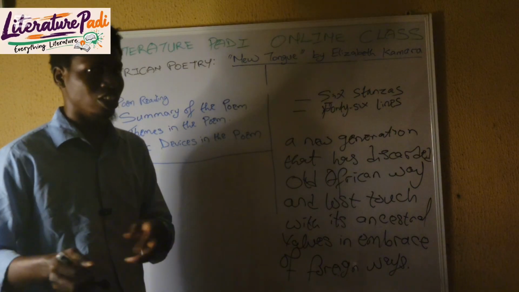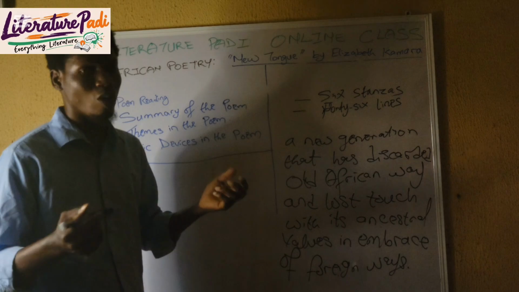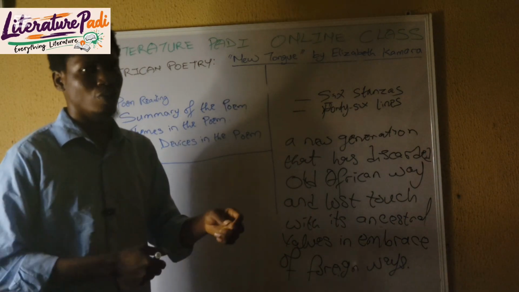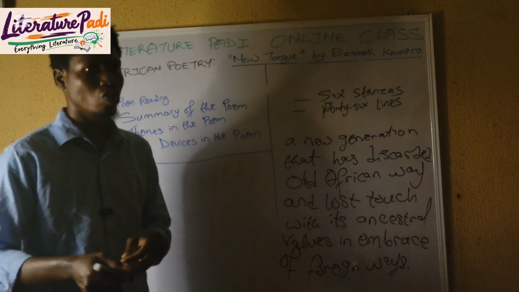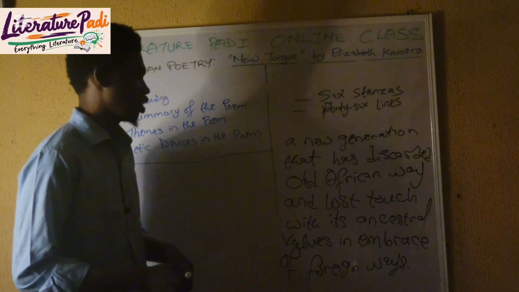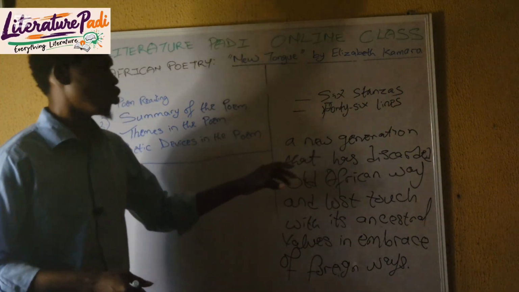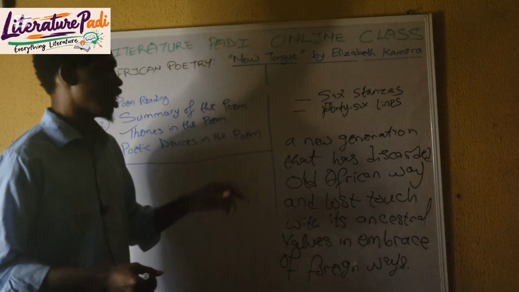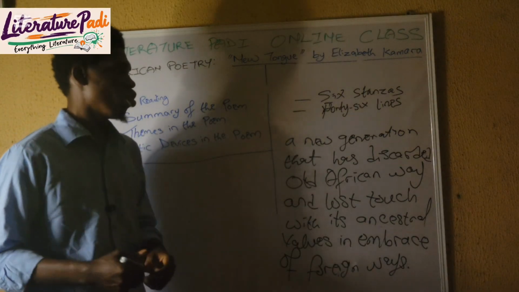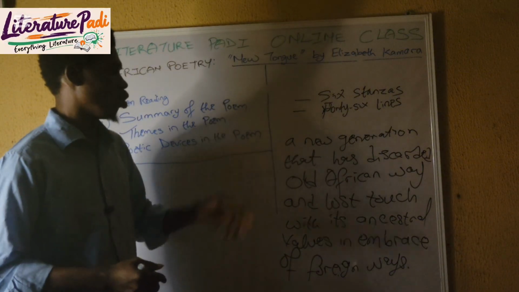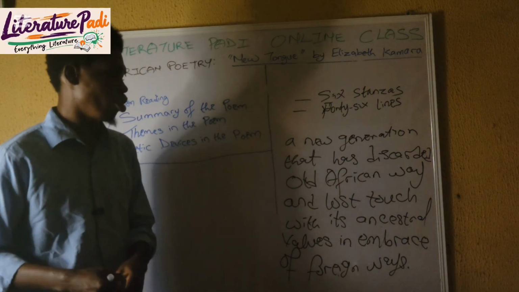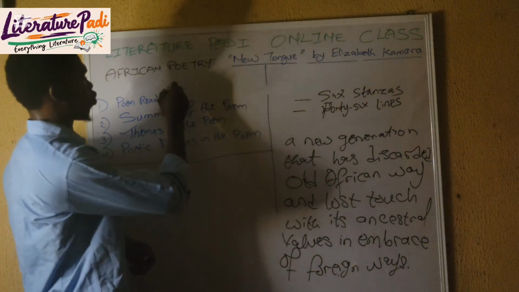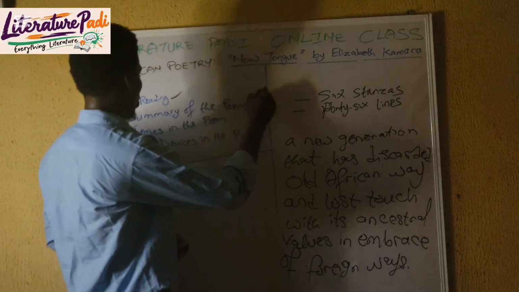And you can see there is an obvious difference between the portrayal of each, from the mindset and the point of view of this new generation. So this is what the poem is all about. It's talking about a new generation that has discarded old African ways and lost touch with its ancestral values in embrace of foreign ways. So we are done with the poem reading. We are done with the summary of the poem.